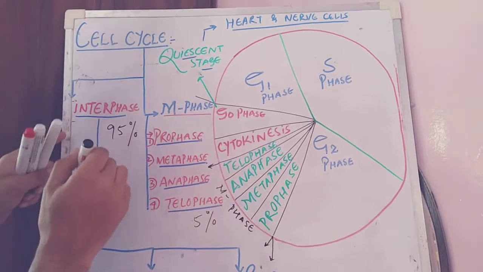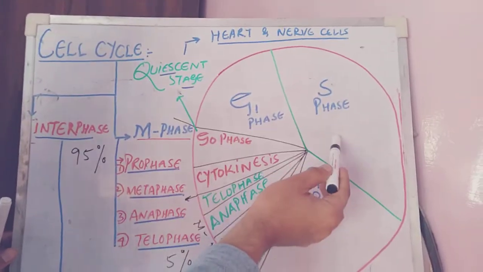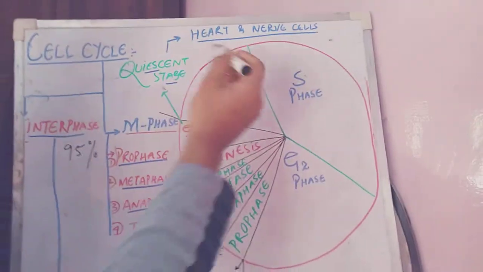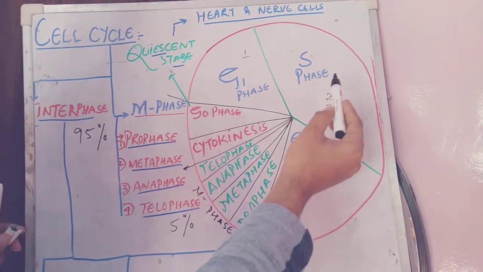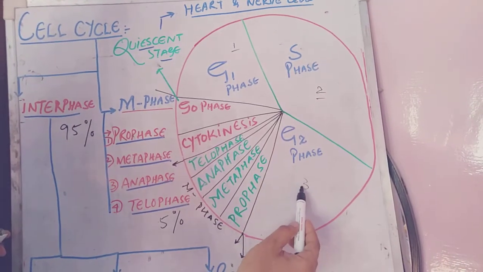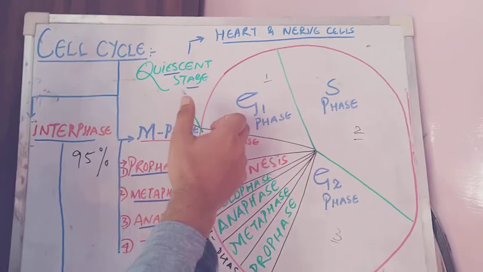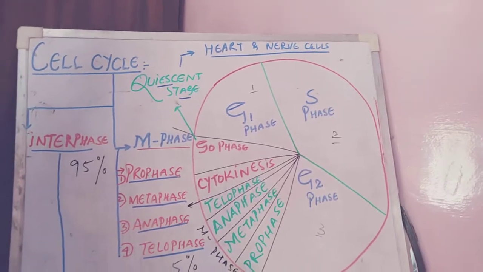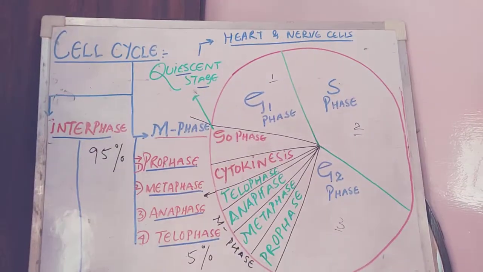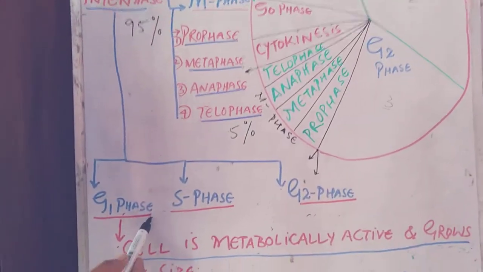So we shall start with the interphase. The interphase is divided into three subphases, G1 phase, S phase and G2 phase. So this will be the first phase of the interphase, this would be the second phase of the interphase, and this would be the third subphase of the interphase. So we will start first with the G1 phase. G1 phase is the first phase of the cell cycle.